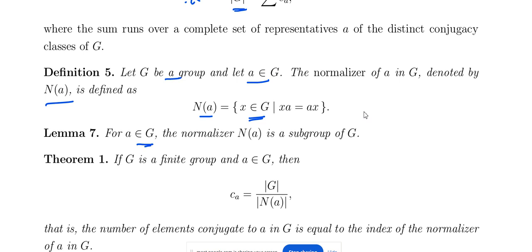That is, A belongs to G, and the normalizer of A is a subgroup. We already know how to prove a subgroup: if closure and inverse hold, that is called a subgroup. Or take elements x and y, and if xy inverse belongs to N of A, that is called a subgroup. So to prove a subgroup, take two elements and show that x into y inverse also belongs to N of A.